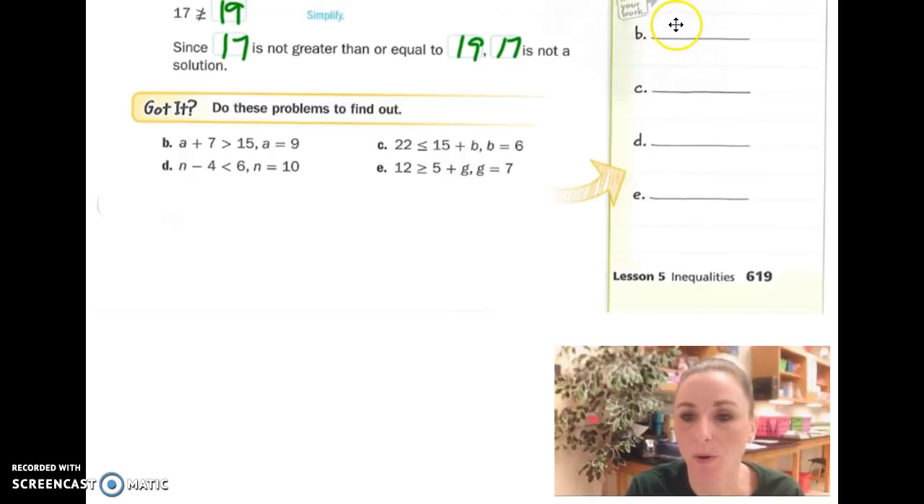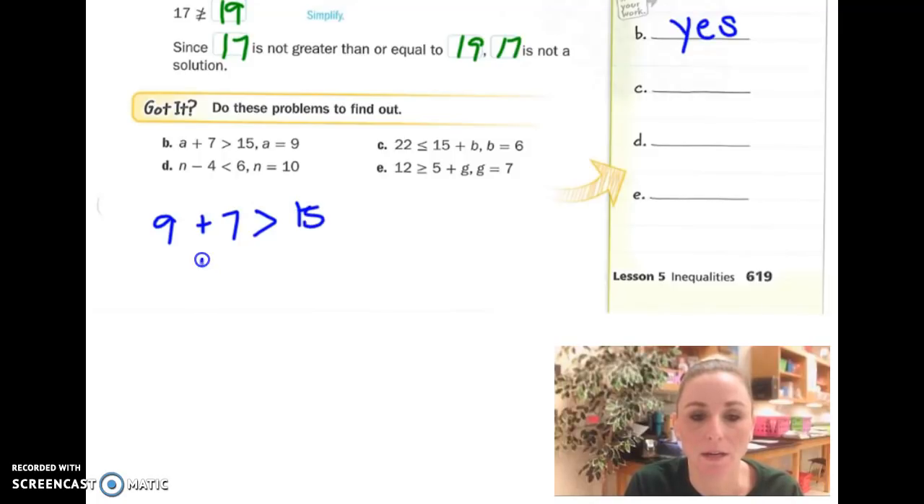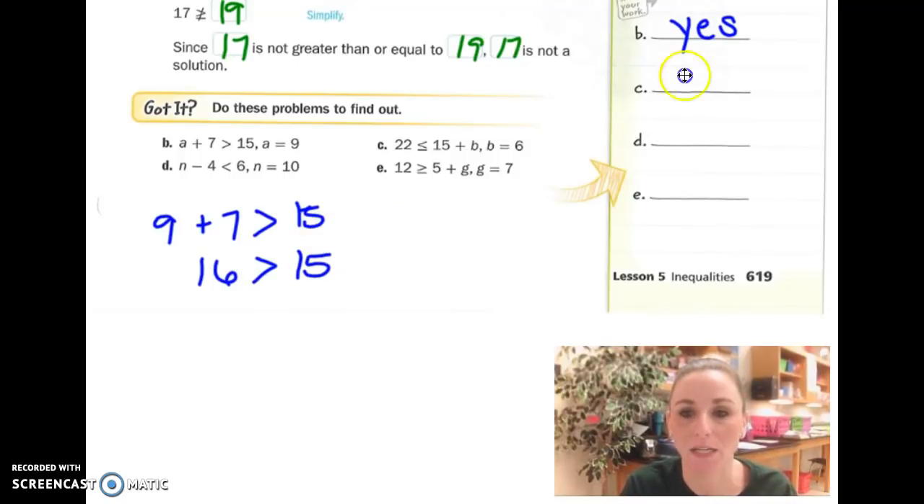B, when you solve the problem, did you find out if it was a solution? The first one is yes, it is a solution, because 9 plus 7 is greater than 15. 9 plus 7 is 16. This should be 15 over here. 16 is greater than 15. So yes, B is correct.